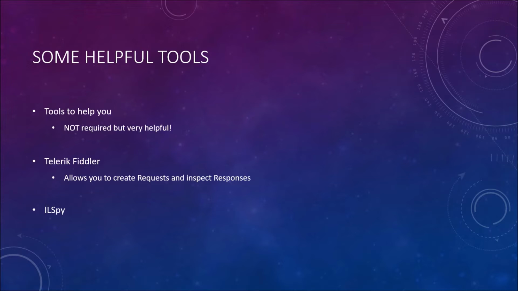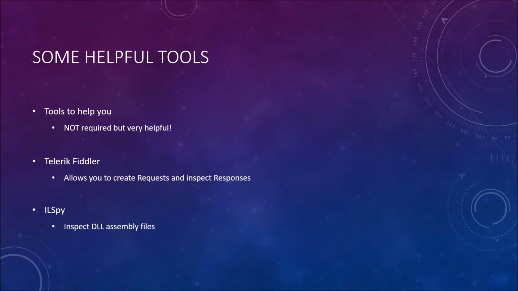So the other tool I want to introduce you to is ILSpy. And ILSpy is very helpful because it allows you to inspect DLL assembly files. So if you have a dynamic link library file that has a bunch of .NET classes in it, and you want to know exactly how those classes work, you can use ILSpy to investigate those things.